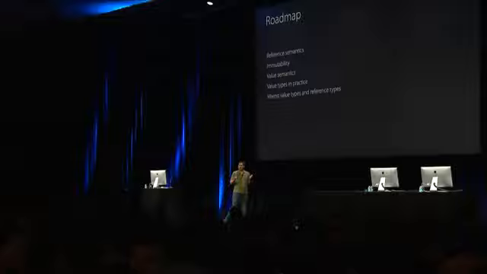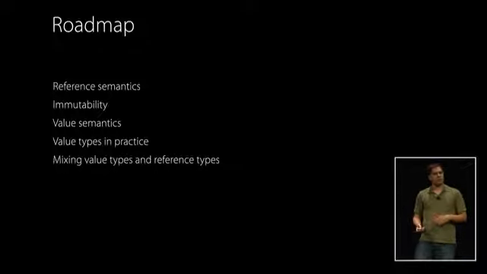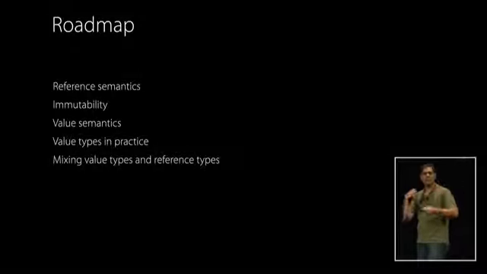First, we're going to start off talking about reference semantics. Then we'll delve through immutability as a solution to some of the problems that reference semantics pose. Dive into value semantics and value types, how it works, especially how it works in Swift. Then talk about using value types in practice, and then the mixing of reference types and value types together within Swift. Let's get started.